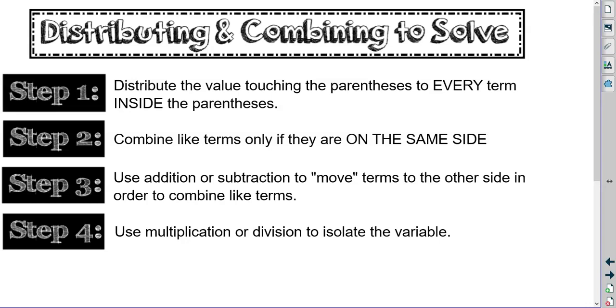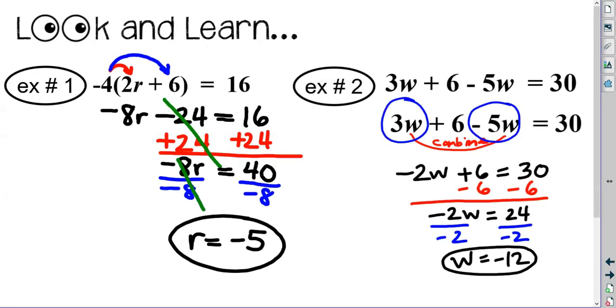Step 3, use addition or subtraction to move terms from one side to the other in order to combine like terms. And step 4, use multiplication or division to isolate the variable. So let's get started just by looking at 2 examples. Pause the video now and see if you can learn just by looking. Alright. Now I'm going to work through these exact 2 problems by showing you step by step.